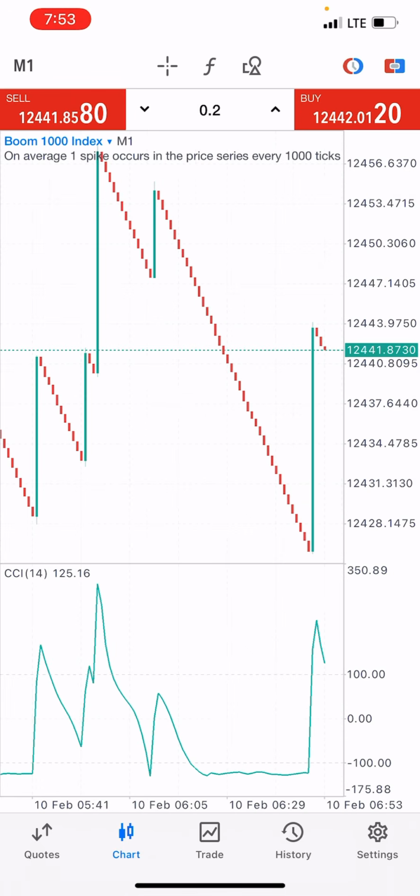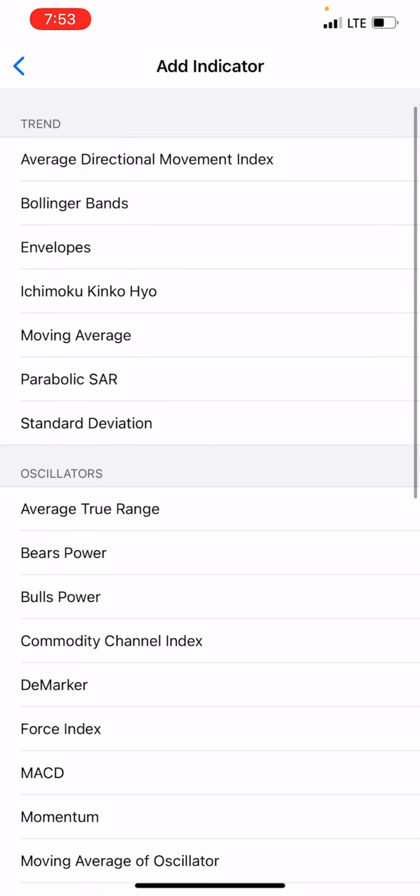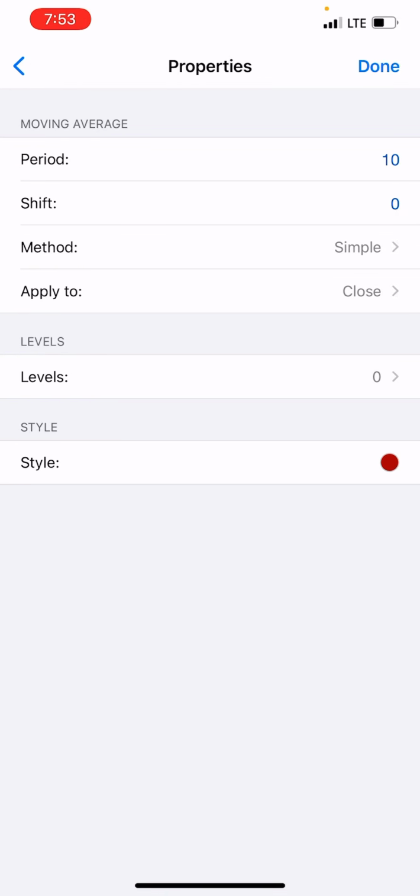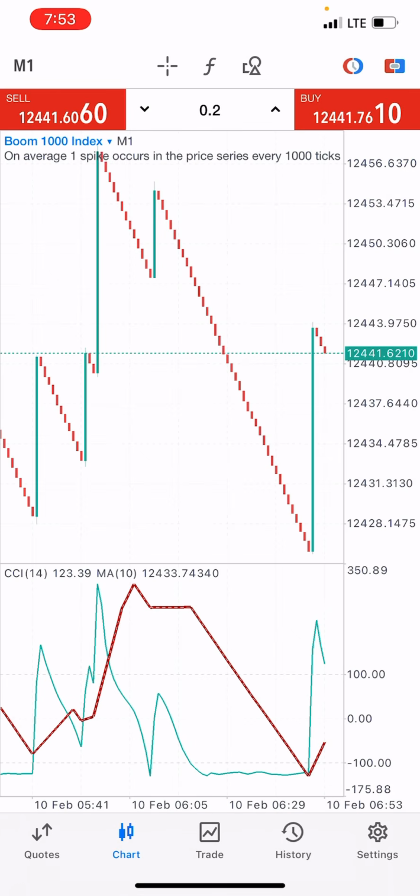Then the next indicator you will need is a moving average, which you set on period 10, shift 0, method simple, apply to close, the color red, make it 4 pixels, you save and done. This is the red moving average.